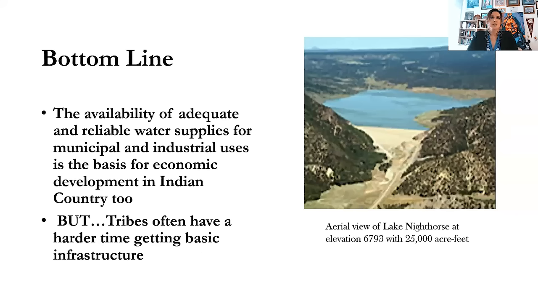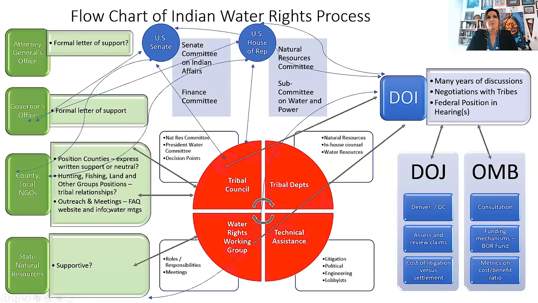The bottom line is that the availability of adequate and reliable water supplies for municipal and industrial uses would also be the basis in Indian country on reservation, just as it is off reservation. But tribes typically have a much harder and much more expensive time getting to that basic infrastructure.